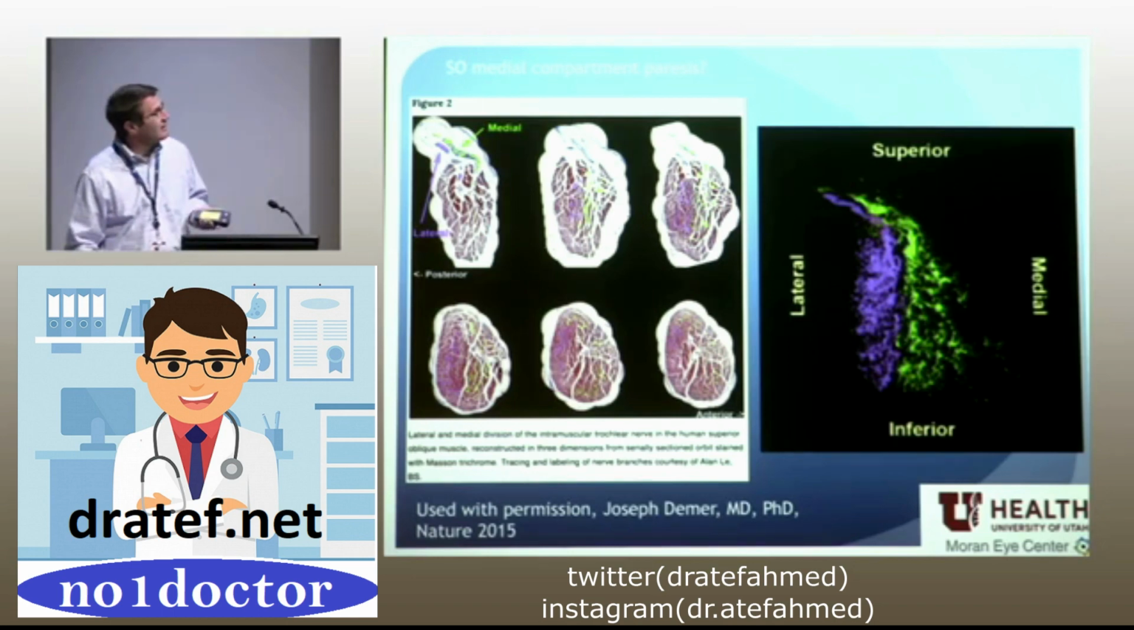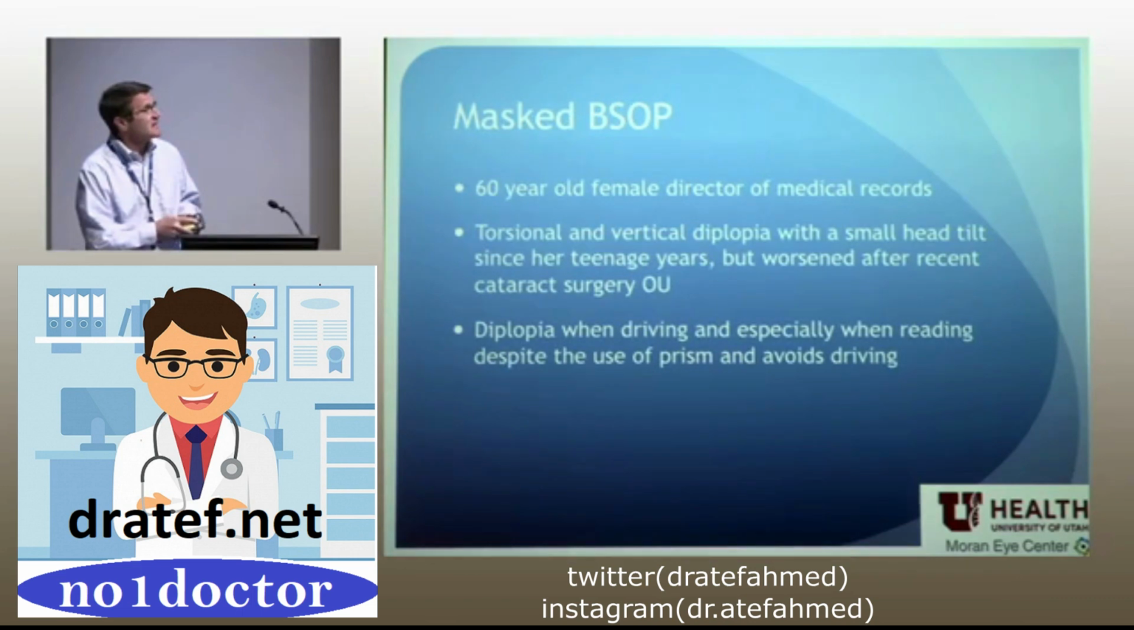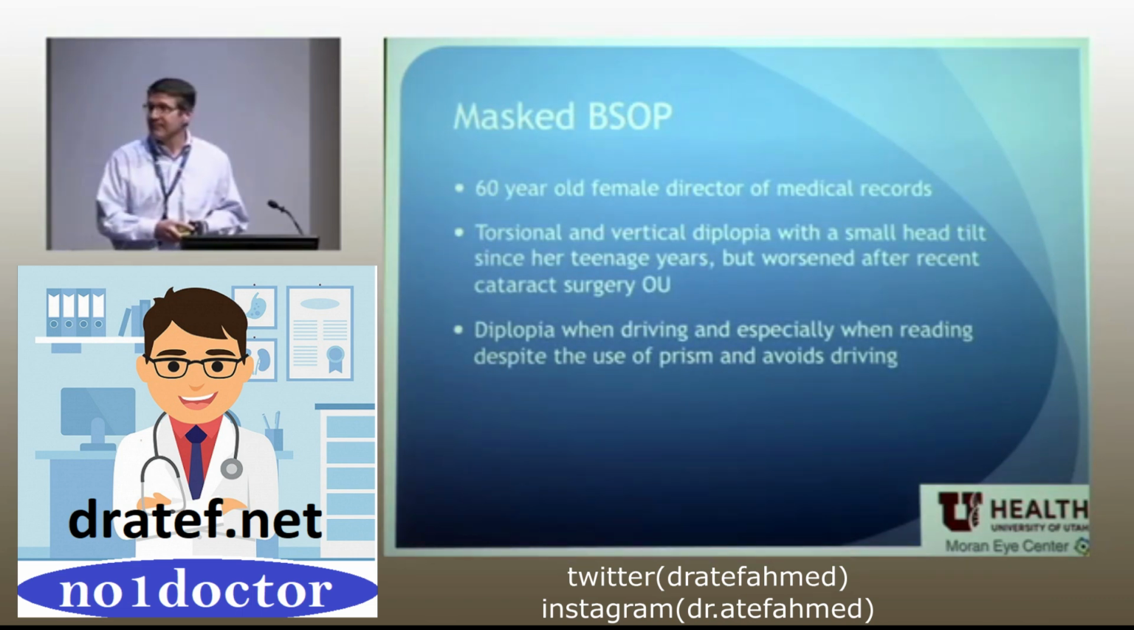How did it work? Well, quite well. Her extorsion is 2 in primary gaze, 6 in down gaze. She still has her hypertropia.